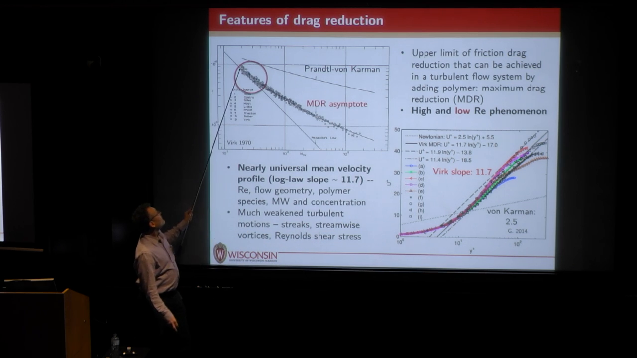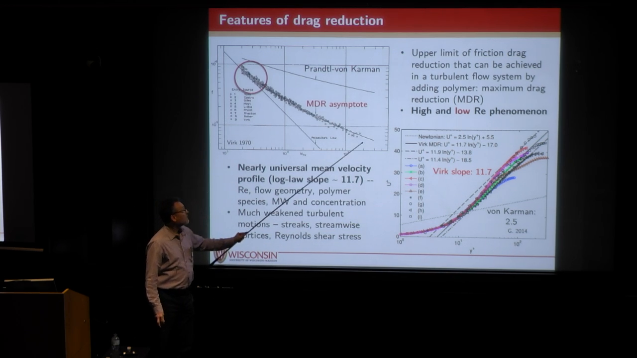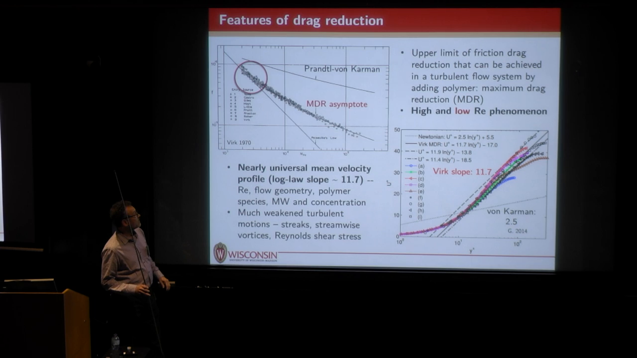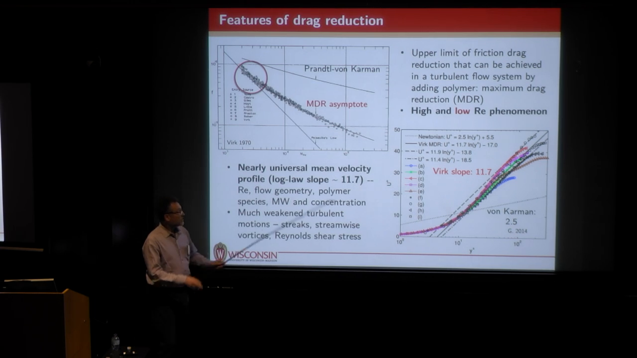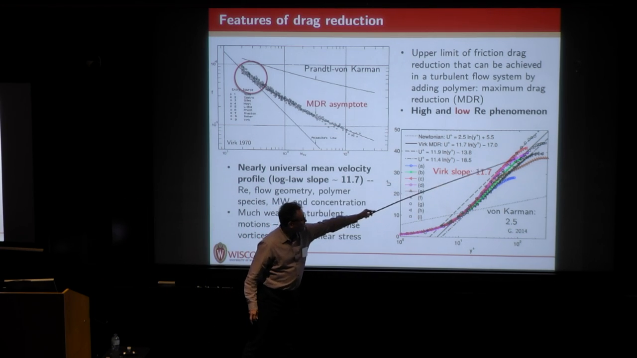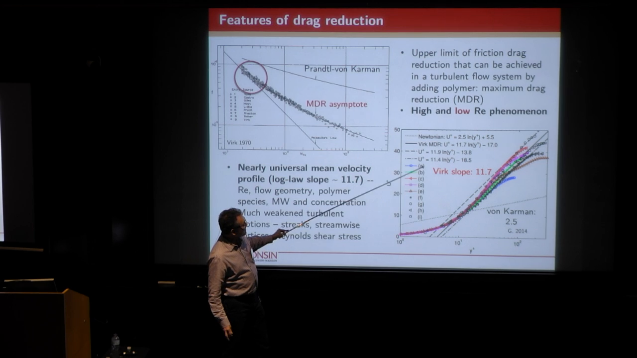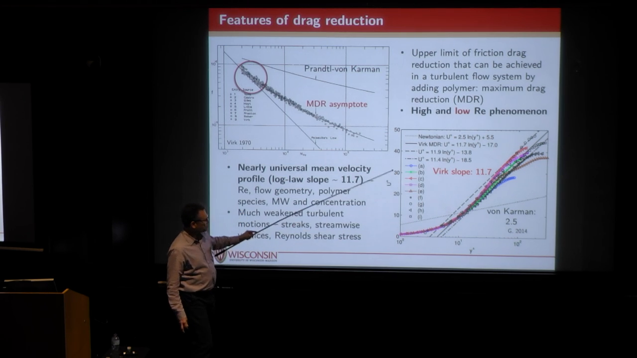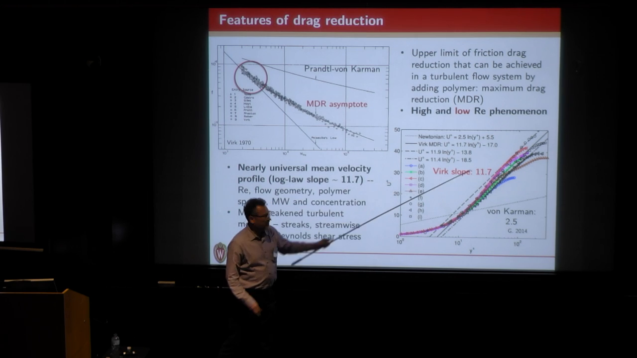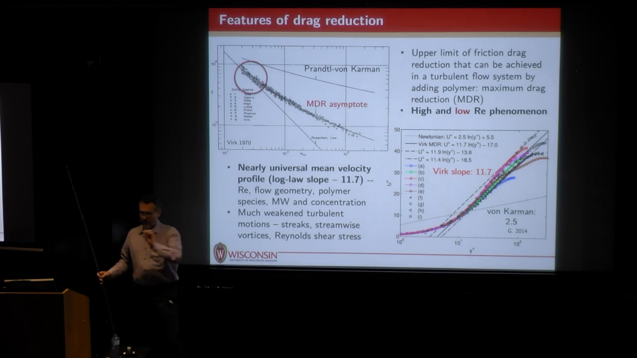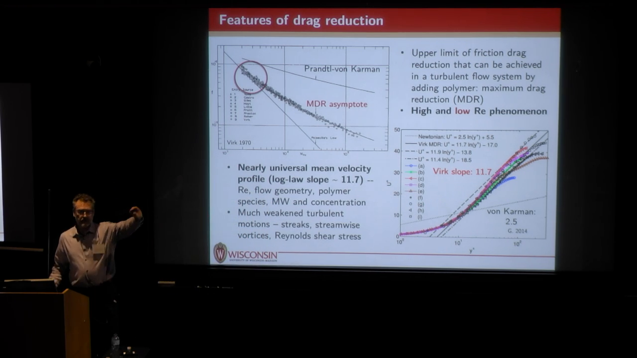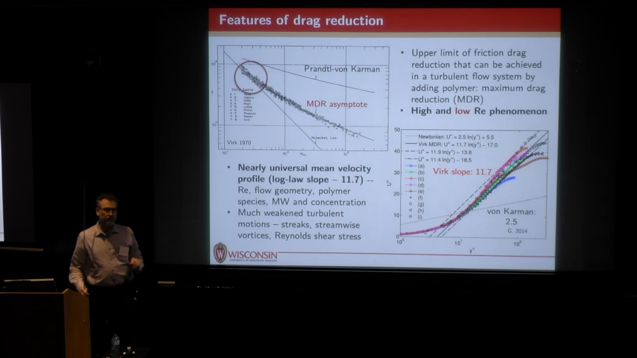So if you back out a law of the wall, a logarithmic velocity profile from that, you get this curve here, which Virk did. If you actually plot data, this is data from simulations and experiments, the data doesn't quite lie on that. It kind of is smeared around that. But roughly speaking, you have this nearly universal behavior in the mean velocity profile.